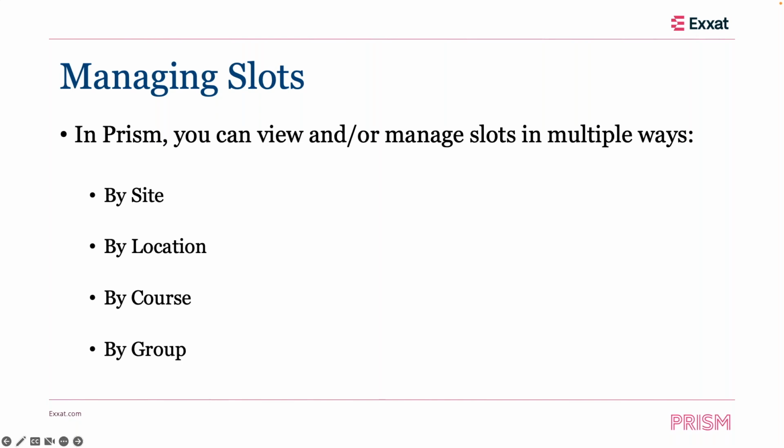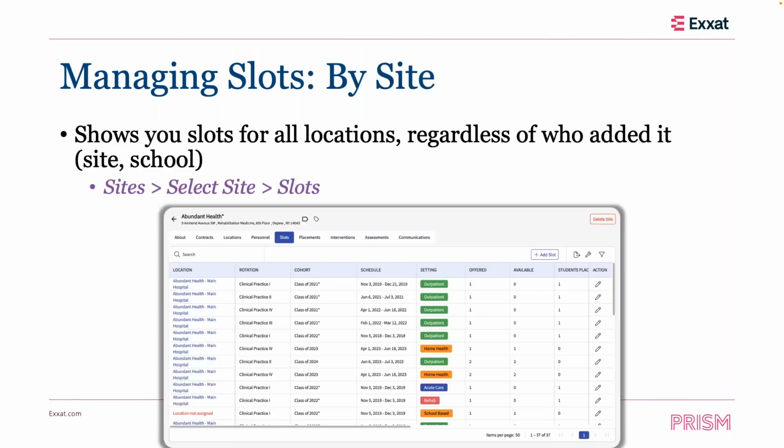You may like one view over the other. It entirely depends on you as a user, but we're going to show you all the ways that you can do that in the system. So if you would like to add perhaps a slot, maybe a site has gone in, offered you some slots, and you'd like to add that, or just view information by site, you can do that here. This is going to show you all of the slots for all locations associated with that site.